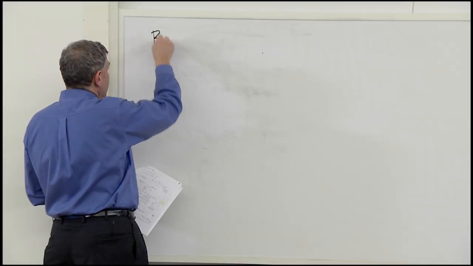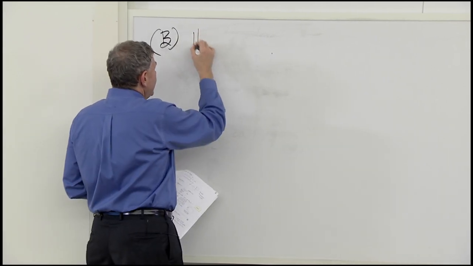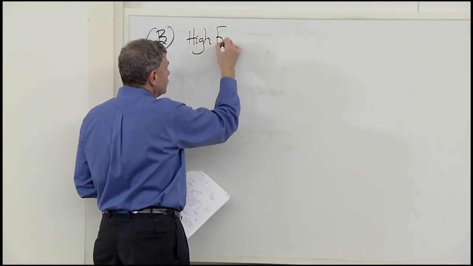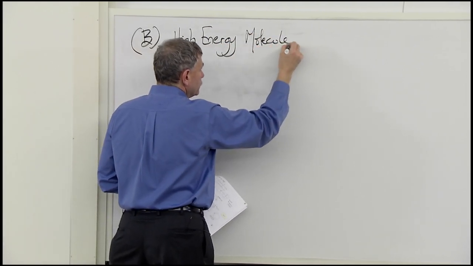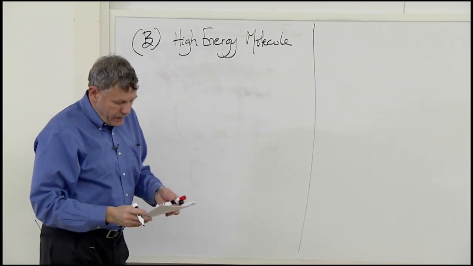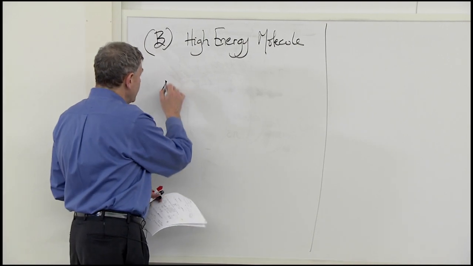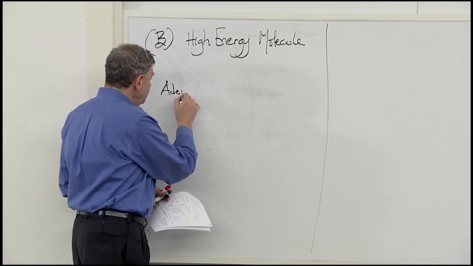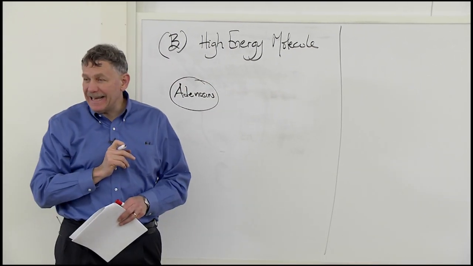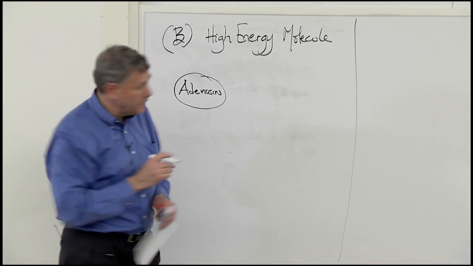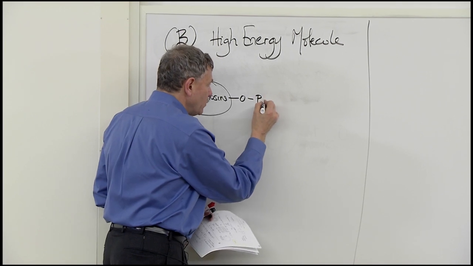And we'll go through these examples much more quickly. B, a high energy molecule. I'm not going to go into the chemical details here, but I'm going to briefly sketch that is an adenosine molecule, which you'll come to know about. And off this adenosine molecule, I'm going to take the phosphate groups that we were just talking about.